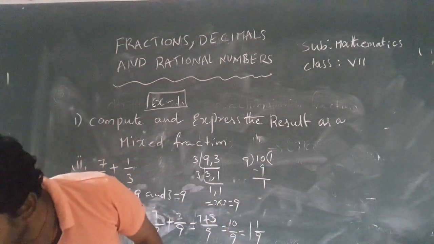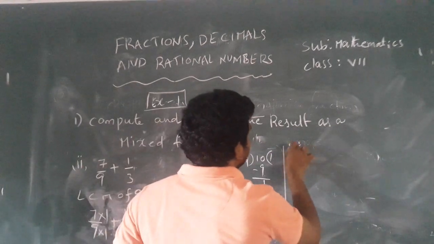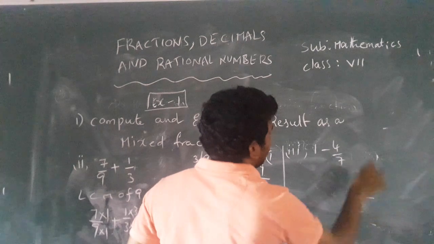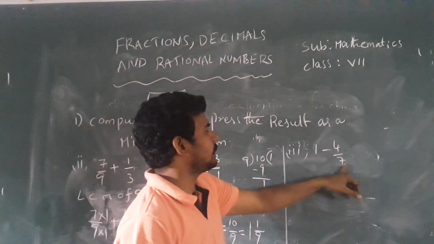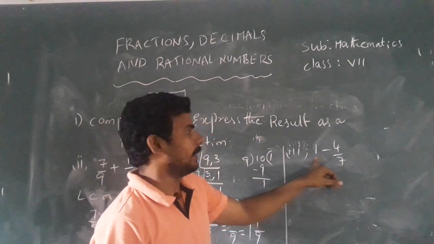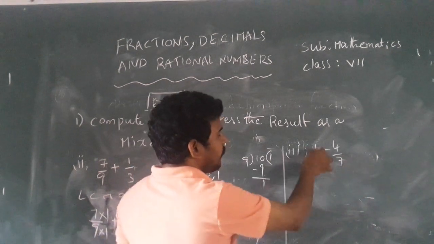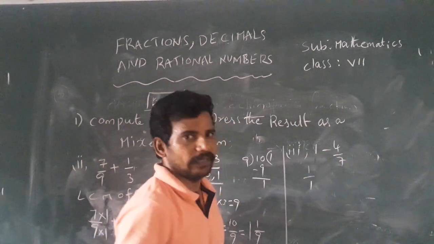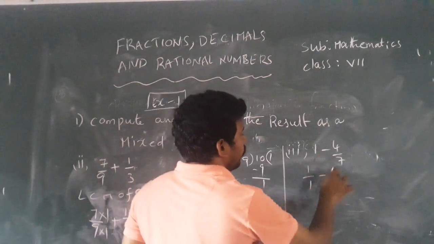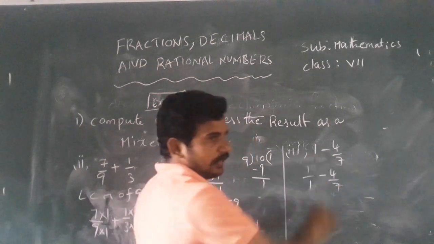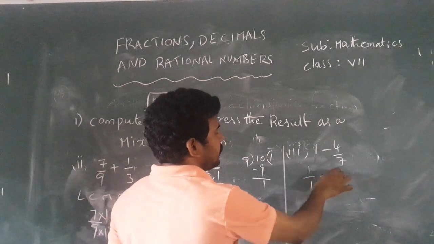Now take the third problem, that is 1 minus 4 by 7. What is that, children? This is a subtraction problem. See, children, 1 is called a whole number, but 4 by 7 is a what, children? A proper fraction. So take 1 and write it as a fraction, 1 by 1. Here the denominator is not given, that's why we keep 1 in the denominator. So 1 by 1 minus 4 by 7.